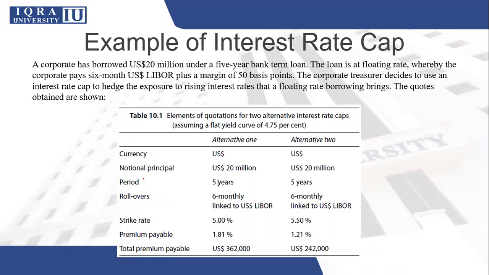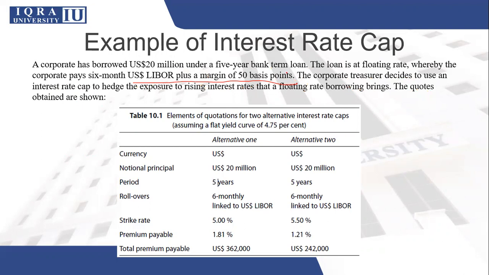Now let's look at an example. A corporate has borrowed US dollar 20 million under a 5-year bank term loan. The loan is at floating rate whereby the corporate pays 6-month US dollar LIBOR plus 50 basis points. The corporate treasurer decides to use an interest rate cap to hedge the exposure to rising interest rates that a floating rate borrowing brings. The quotes obtained are as shown.